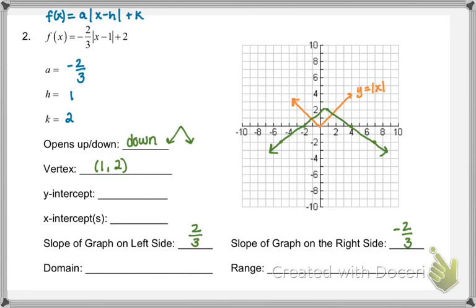And here is my new function. f of x equals negative 2/3 times the absolute value of x minus 1, plus 2. And then if we try to identify the x and y intercepts, looks like I have x-intercepts at (4, 0) and (-2, 0). Remember, x and y intercepts are points, so give me an ordered pair. And then the y-intercept.